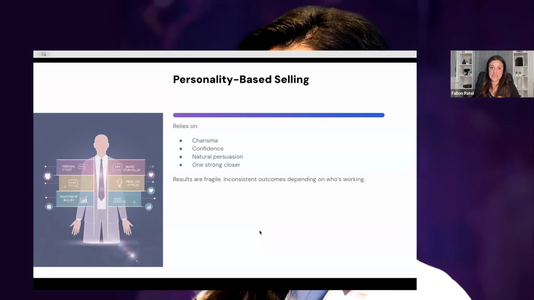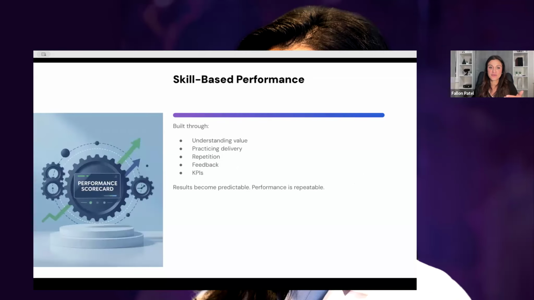So personality-based selling relies on, as we discussed, charisma, confidence, natural persuasion, and usually one strong closer, right? Like in a team, you will have one person who's just carrying the weight. This is where you see results are fragile and inconsistent, and the outcome depends on who's working that day, right? So we don't want that.